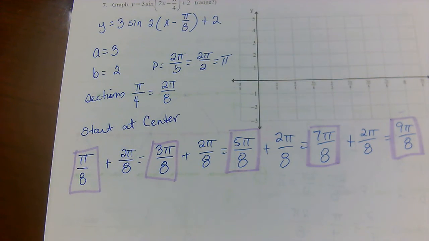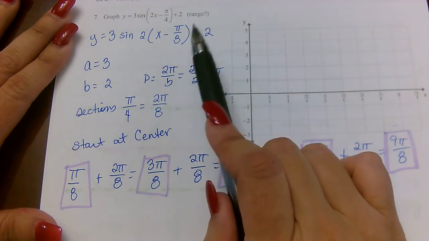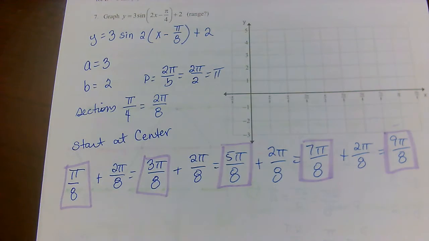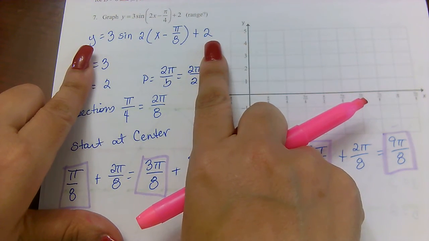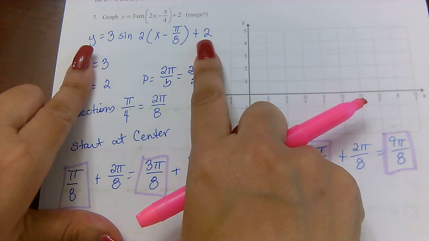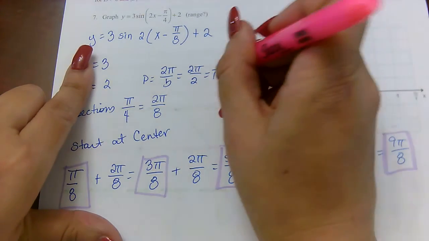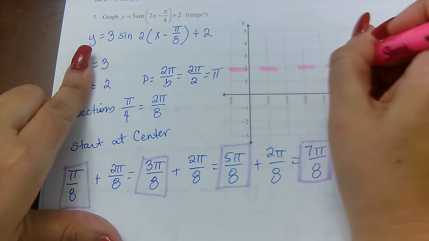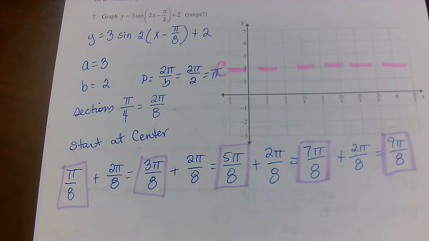Now, here's the part that is different. I have not started graphing anything yet because this too makes a difference. First thing I need to do is identify where my center point is going to be. Because we have a vertical shift, our center is no longer on the x-axis. Our center is going to be up 2. So this is going to be our new center.